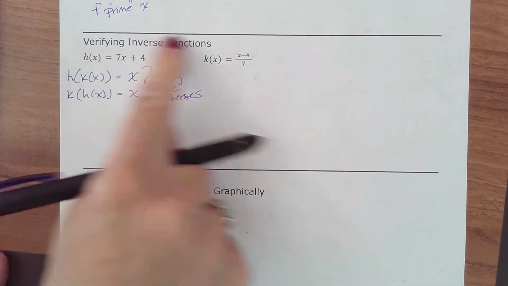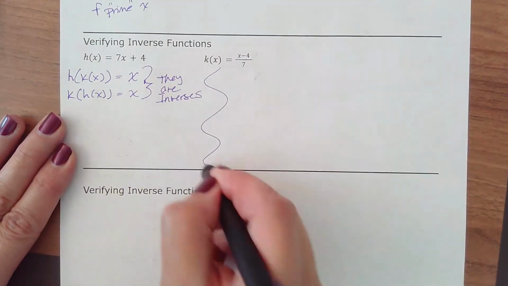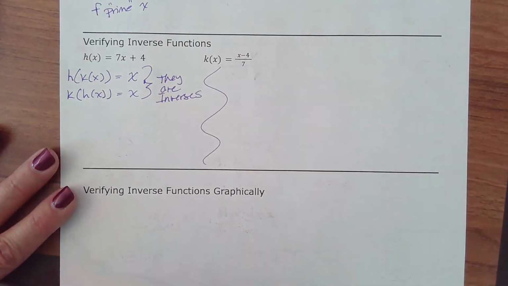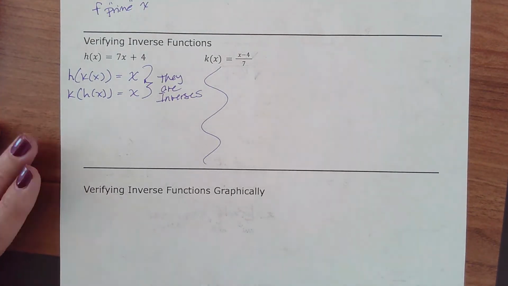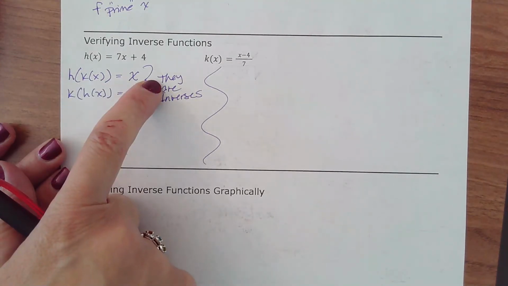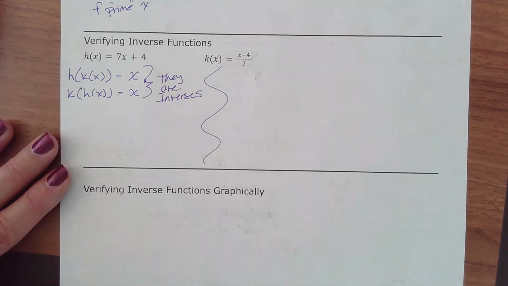Like this and this are inverses of each other. This is a proof, a way to prove that two functions are inverses of each other. So again, this is not the algebraic method. We're going to get into that in a minute. But this is the proof of how we can know that two functions are inverses, why all this exists. If the compositions in both directions equal x, and I have to do both directions, then we know that they are inverses.